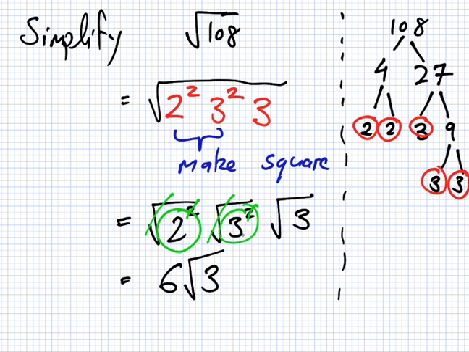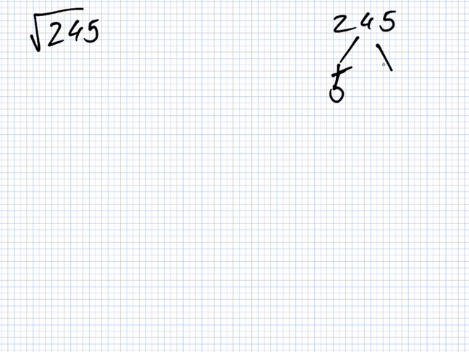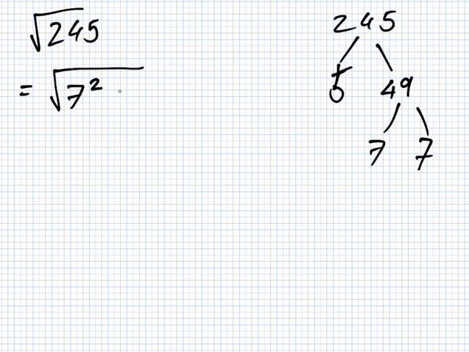So let's do one more example of this and we'll try and do it a bit quicker. Okay. So we have root 245. So 245 is 5 times 49. And 49 is 7 times 7. So what's the first square we can make? 7 squared. And then what goes here? 5. The square root cancels the square, so you're left with 7 root 5.